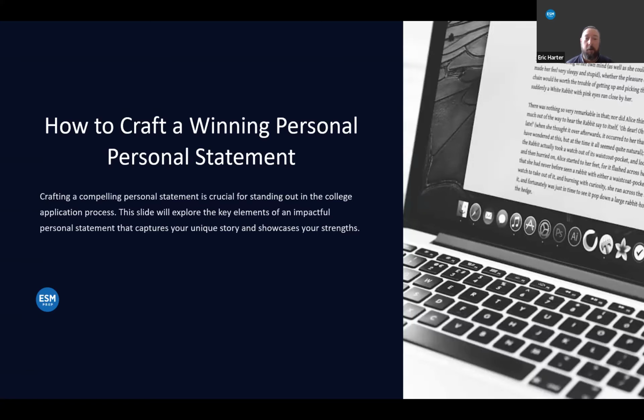So first off, the first statement is a compelling statement. It's crucial for standing out for college and inside this application process. These slides will explore all the different pieces of the personal statement to try and capture your student's unique story and strengths.